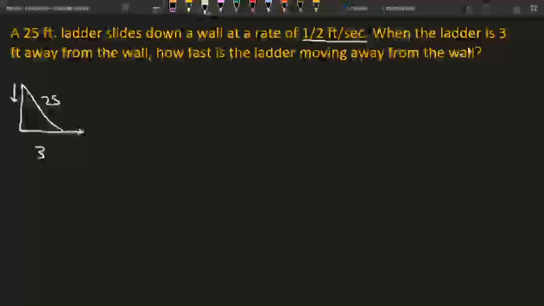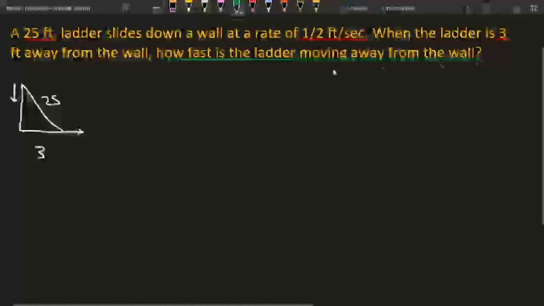So we can actually write this right here as, and I'll do it in the color we did before, 1/2 feet per second, 3 feet away from the wall, and there's a 25 feet ladder, and we want to know how fast the ladder is moving away from the wall. So we identified our givens and what we need to know, and then we drew a diagram. So now we have to find a unifying equation.